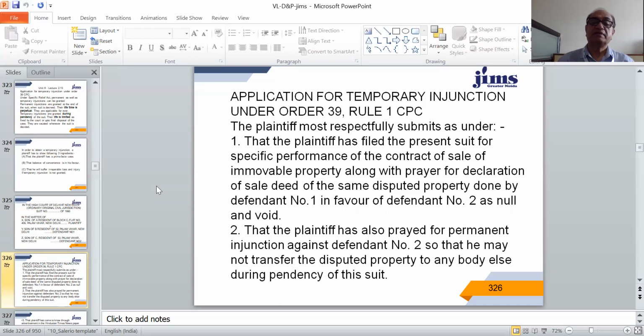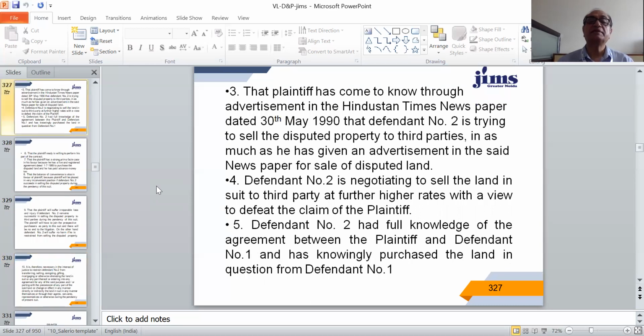So para 2, that the plaintiff has also prayed for permanent injunction against defendant number 2 so that he may not transfer the disputed property to anybody else during pendency of the suit. Para 3, that the plaintiff has come to know through an advertisement in the Hindustan Times newspaper dated 30th May 1990 that defendant number 2 is trying to sell the disputed property to third parties inasmuch as he has given an advertisement in the said newspaper for sale of the disputed land.